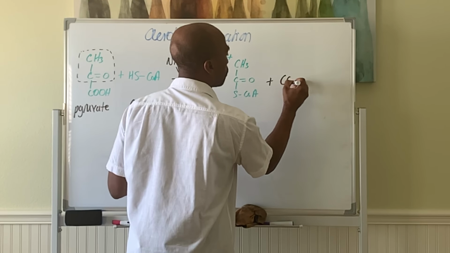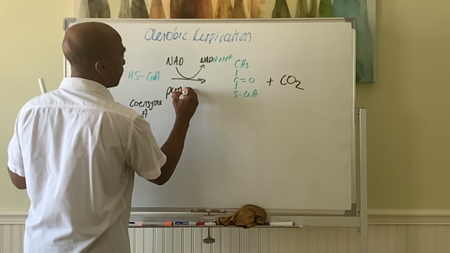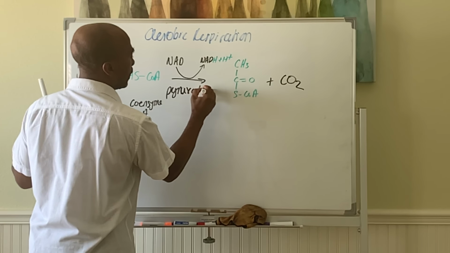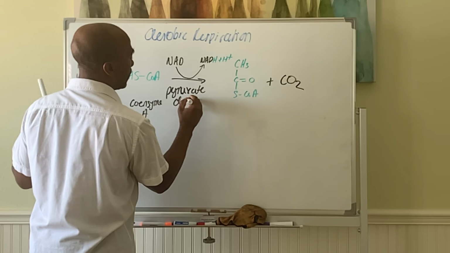And this reaction is done by an enzyme called pyruvate dehydrogenase. It's an enzyme that allows for the prep step to take place. And now this product here will now be sent into the Krebs cycle. That's where we go next.